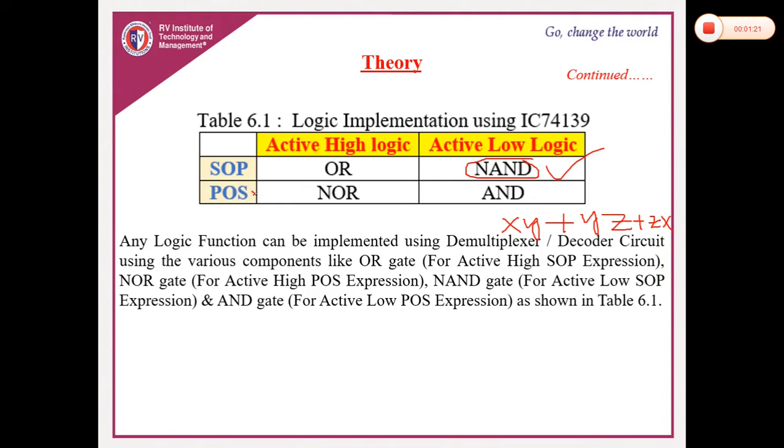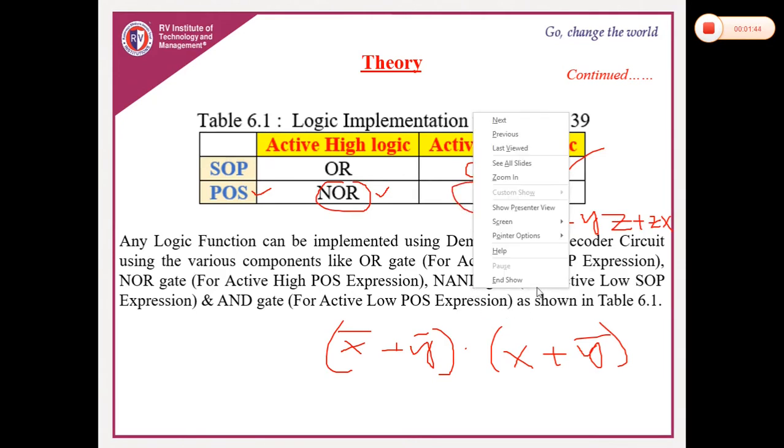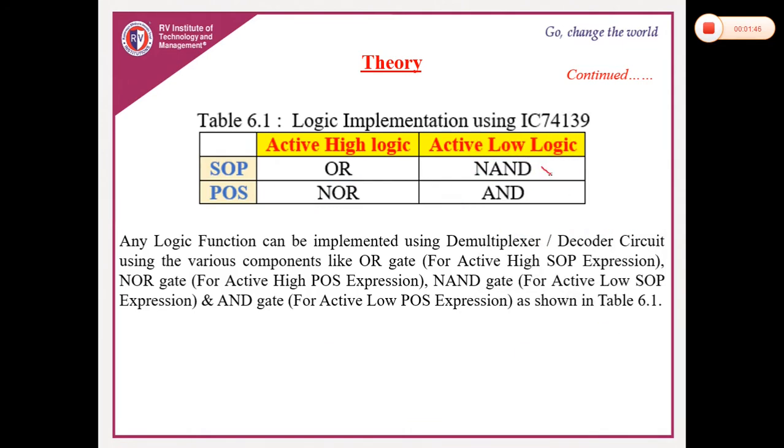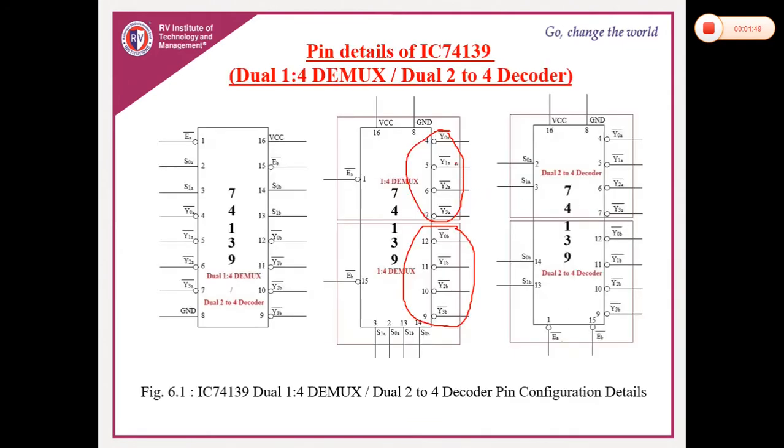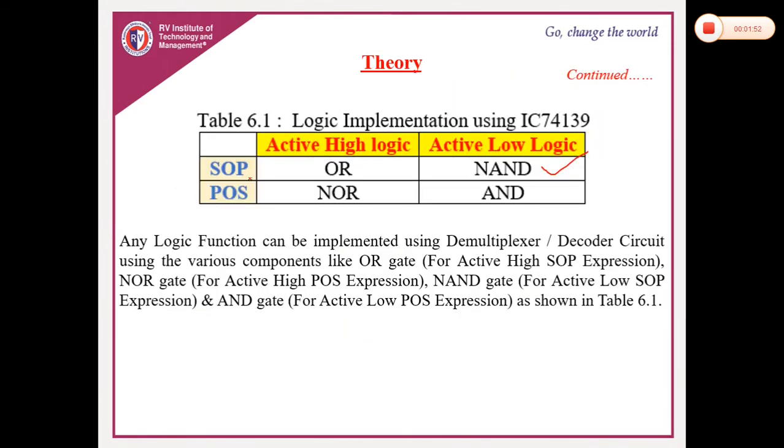And the other way is, if it is POS expression, what is the POS expression? Something like (x bar plus y bar) into (x plus y bar). So this is POS expression. If there is a POS expression and if it is active high logic output, then you can use NOR gate. But if it is active low logic, then you should use AND gate. But anyways, for our application sake, you can just go through this. We have active low logic because in this IC you can see only active low logic outputs, and we are using SOP expressions. For that reason, we have to use NAND gate for implementing this logic. Okay, that is one more very important point.